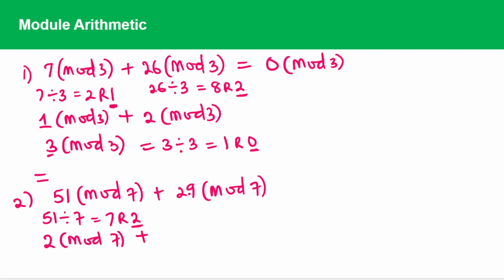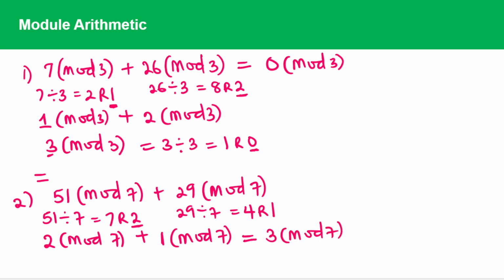Plus, similarly, I will simplify 29 mod 7, which is 29 divided by 7. That will give us 4 remainder 1. So 7 will go in 29 4 times. 7 times 4 is 28. 29 minus 28 will give us a remainder of 1. So we're going to have 1 mod 7. So now we have 2 mod 7 plus 1 mod 7. That will give us 3 mod 7. Therefore, our answer to this addition is 3 mod 7.